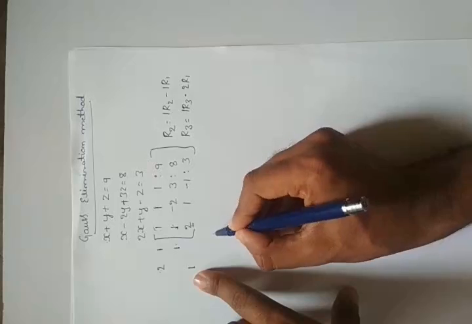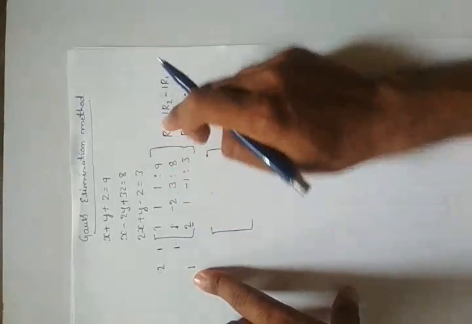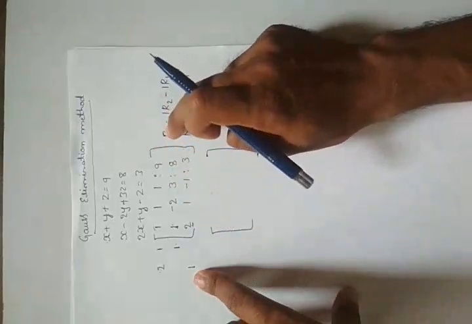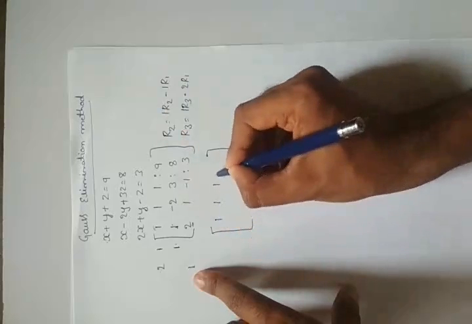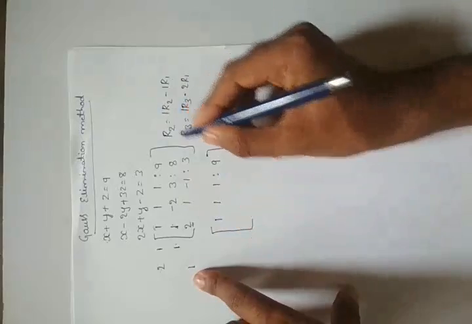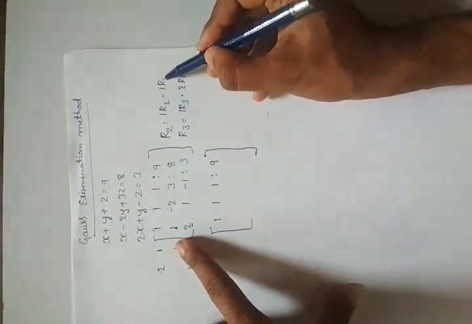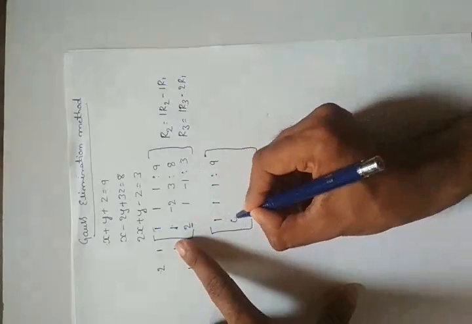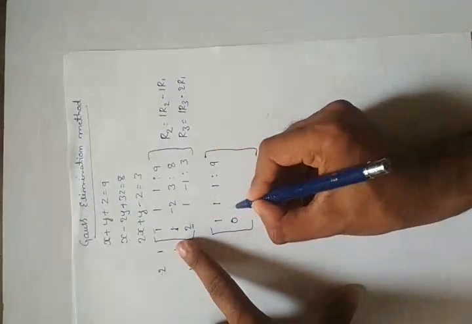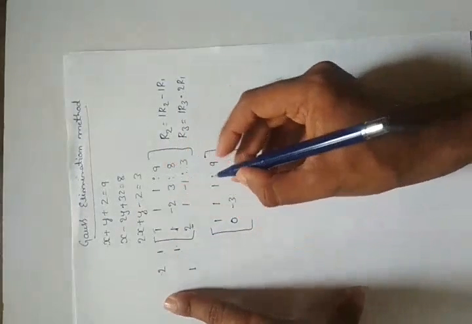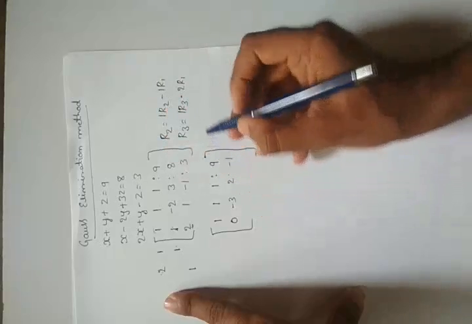So using this operation, write the R1 value. R1 stays common because we are not changing any value for R1. So write the first row as it is: 1 1 1 9. For R2, R2 is equal to R2 minus R1. 1 minus 1 is 0, write 0. Minus 2 minus 1 is minus 3, write minus 3. And 3 minus 1 is 2, write 2. 8 minus 9 is minus 1, write minus 1.